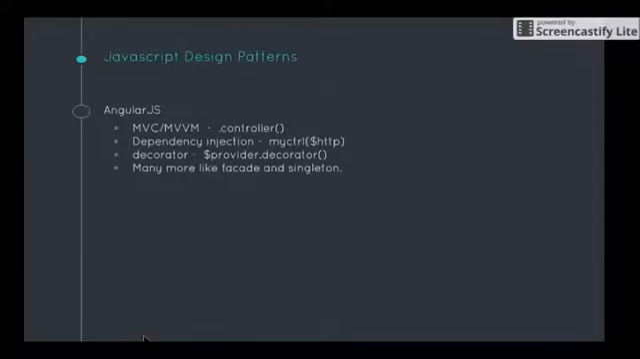Another one that people actually know when developing in Angular is dependency injection. When you create a new controller, for example, and you inject $http in the function parameters, this is dependency injection. There are many more. The decorator pattern is used internally in the library, but you can also execute it by doing $provide.decorator. There is a facade, a singleton, the list goes on. So design patterns are already in use in JavaScript.